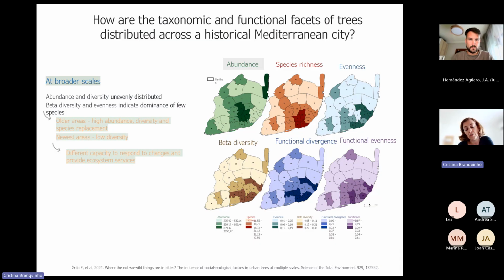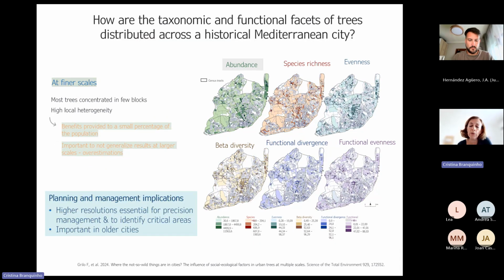And it's not related to the parks itself. When we went to a more local scale, the scale of the quarter, the scale of the street, what we found is that there is more variance. So in some areas, it seems that only a few people can really benefit from the existence of trees, and we saw a similar pattern that abundance, richness, evenness, and so on, was richer in the more downtown areas of the city.